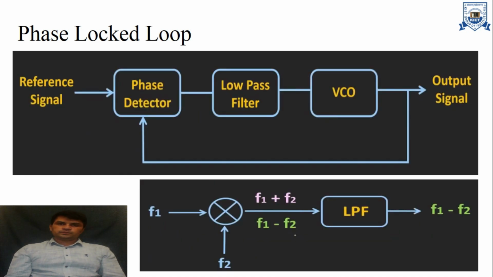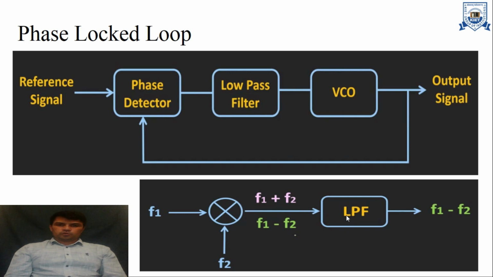Phase lock loop contains a phase detector, a low pass filter, and a voltage controlled oscillator. Here is our reference signal, here is our output signal. So it is the example of how the phase detector works. Here is the frequency of the reference signal, here is the frequency of the feedback signal. It gives me f1 plus f2 or f1 minus f2.